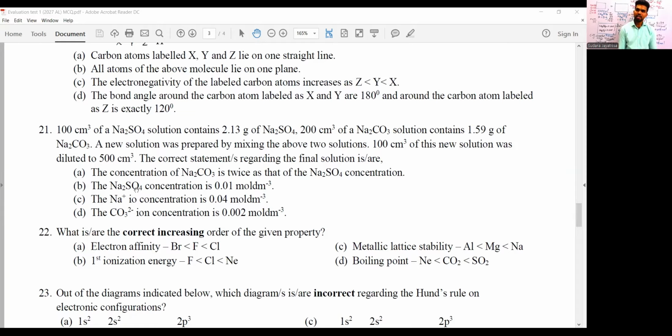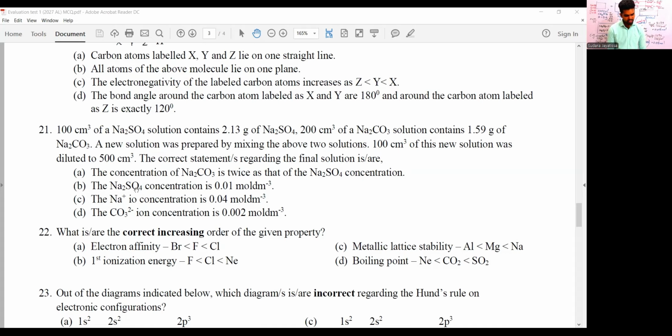So when dilution, separation, everything happens, both are undergoing the same change. So if they had the same number of moles initially, their final concentrations must also be equal. They can't be changed. Get the idea? So the final solution should also contain the same concentration. So it's not going to be twice. So A is wrong.